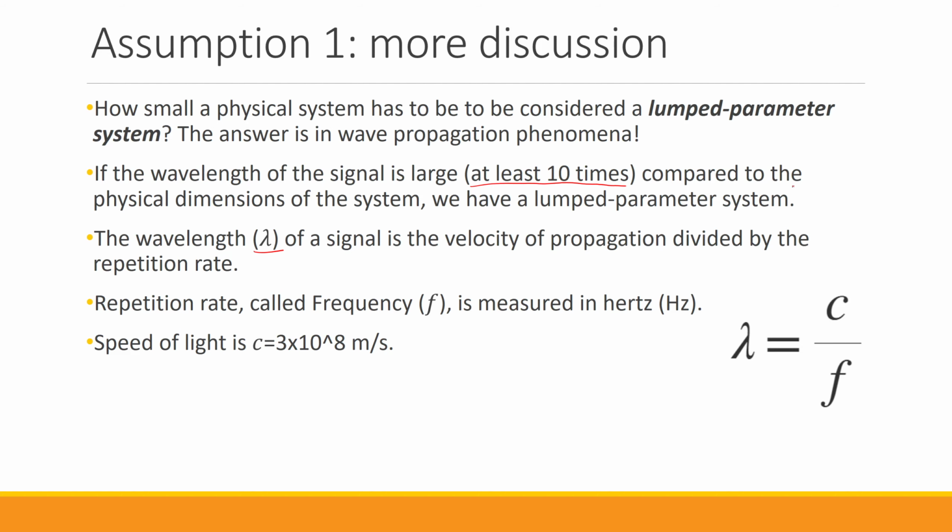Let's just say we have a wave that is propagating in air. If we have that, the speed of propagation is the speed of light, so 3 multiplied by 10 to the power 8 meters per second. If we also have the frequency of the wave, basically the number of periods of the signal in 1 second, dividing these two would give us the wavelength of the signal.